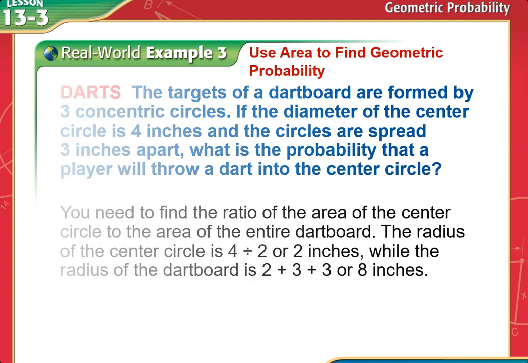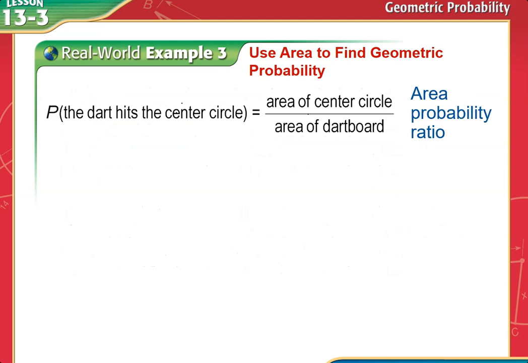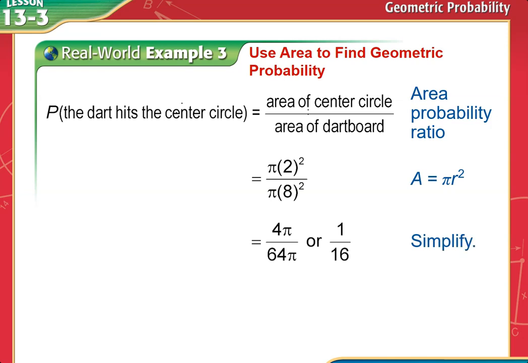So there's the 8 inches. There's our 2 squared and our 8 squared. Very good. We get 1/16, which then is about 0.06 or 6%.